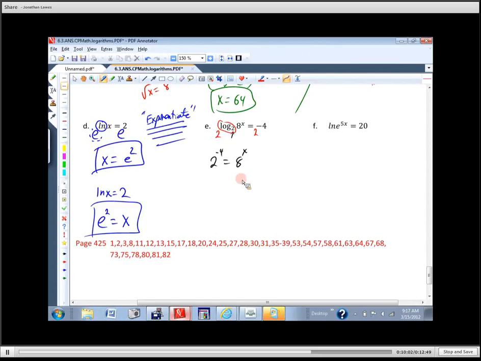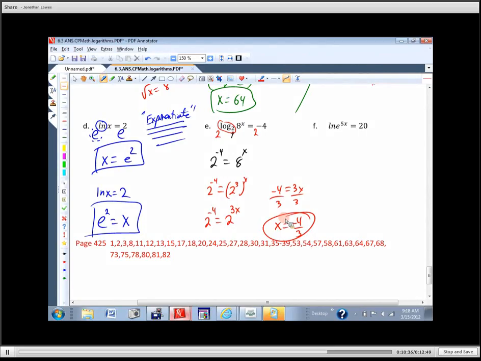And that's pretty easy on this one, because we're going to have 2 to the negative 4, and 8 is what with a base of 2? Okay, 2 to the third to the x. Power to a power, we multiply those. So 2 to the negative 4 equals 2 to the 3x. If the bases are the same, what must be true of the exponents? They've got to be the same. So we've got negative 4 equals 3x. Divide by 3, and we get x equals negative 4/3. Okay? Any questions?